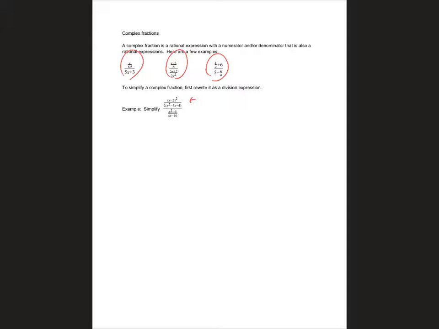Now, the key to doing complex fractions is not to freak out. A complex fraction is essentially a fraction with a fraction in it, so there's going to be a fraction with division. I'm going to rewrite this complex fraction as a first step as a division expression. So I've got x minus 2 squared, which is x minus 2 times x minus 2, over 2 times x squared minus 5x plus 4, divided by x squared minus 4 over 4x minus 10.